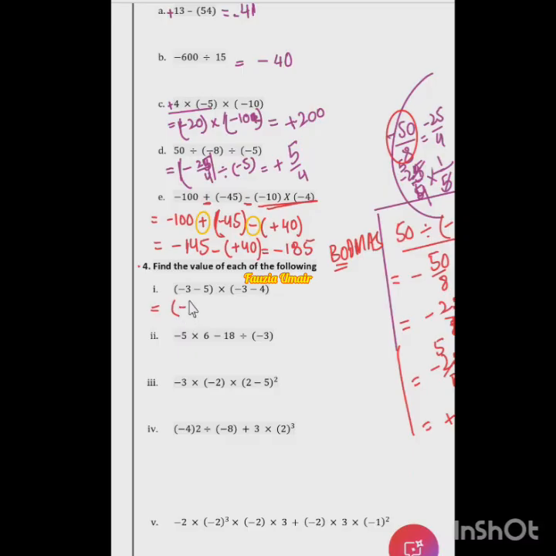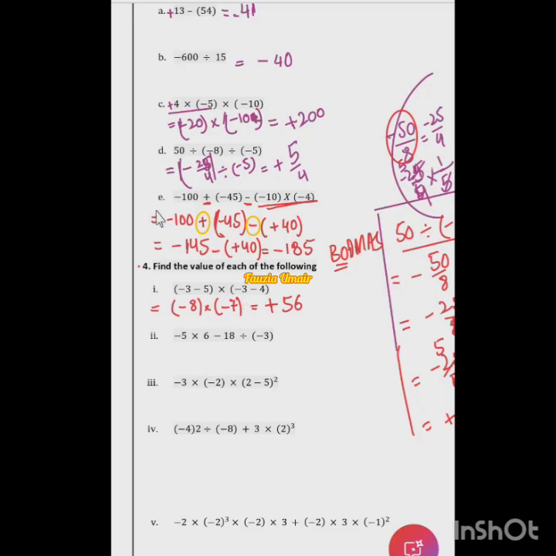So minus 8. Excellent. And minus 3 minus 4, ma'am, minus 7. Very good. So now the multiplication. The same signs are multiplied, so the answer would be plus, and 8 times 7 is 56.